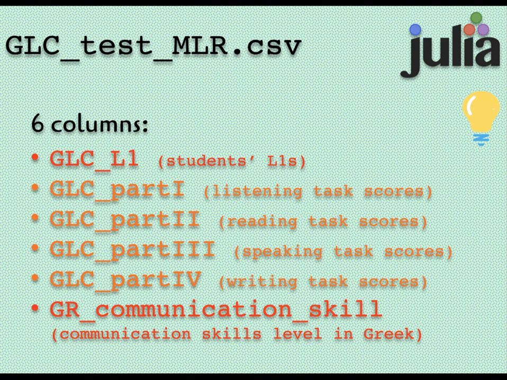The numerical variables, GLC Part 1 to GLC Part 4, include the test scores of these 100 students on listening, reading, writing, and speaking tasks in Greek. The variable GLCL1 records the first or else the native language of the 100 speakers, and the variable GR communication skill records the students' self-assessment of their skills in communicating using the Greek language.